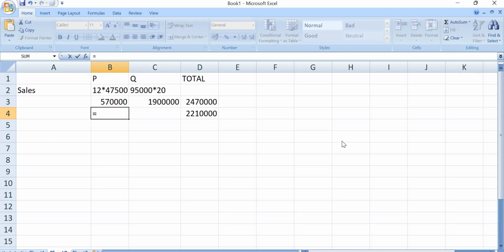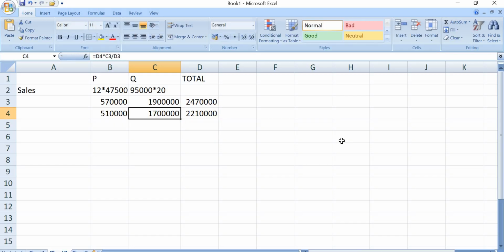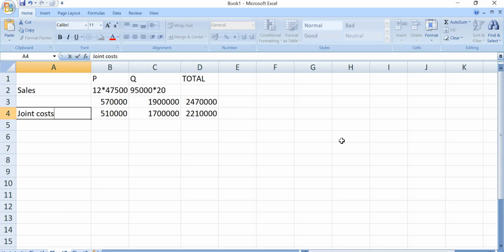Based on this, I have to apportion the joint cost, which is around 22 lakh 10,000. I apportion it as 22 lakh 10,000 into sales of P divided by total sales of P and Q. That is 5 lakh 10,000. In the same way for Q, 22 lakh 10,000 into Q's sales divided by total, that is 17 lakhs. So my joint cost will be apportioned as 5 lakh 10,000 and 17 lakhs. Now we have calculated the joint cost, everything we have intact.